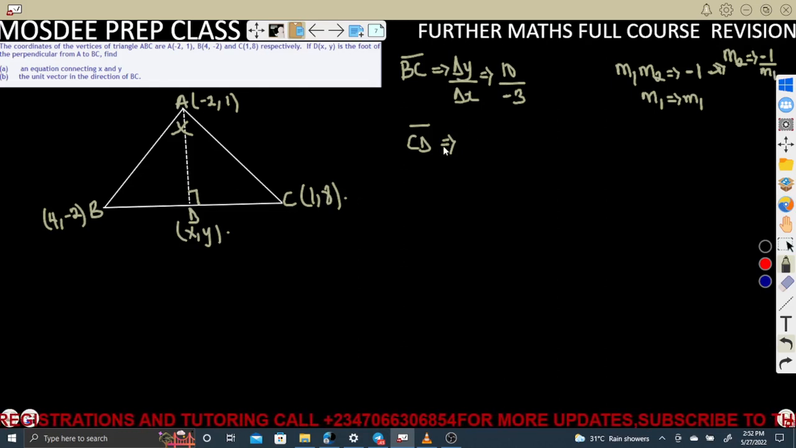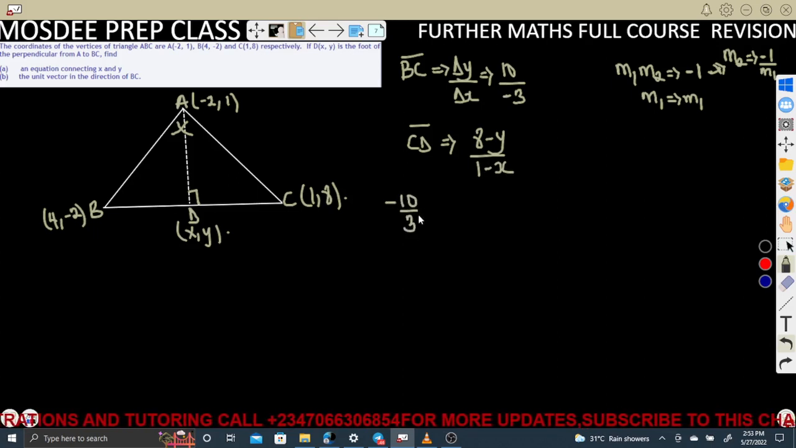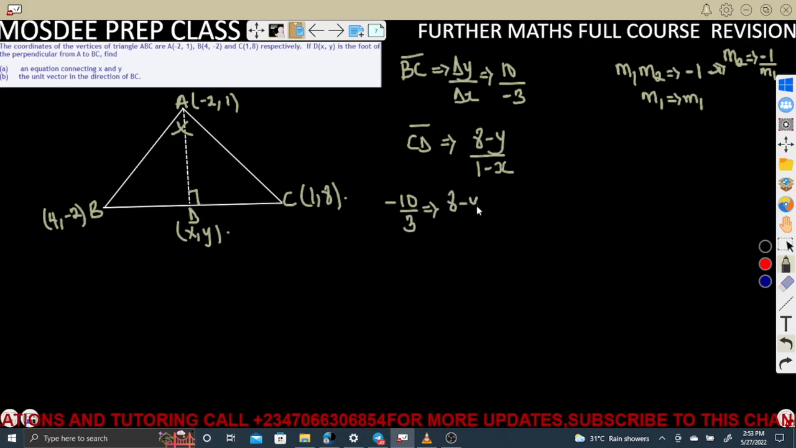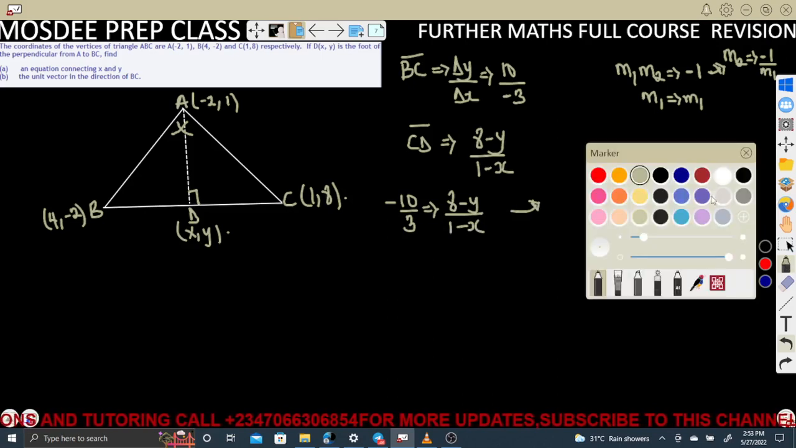So here we can just say the gradient of CD will be 8 minus y, that is y2 minus y1 over x2 minus x1, where x2 is 1 minus x. So if I set it equal to this one, minus 10 over 3 is equal to 8 minus y over 1 minus x. So I cross multiply.